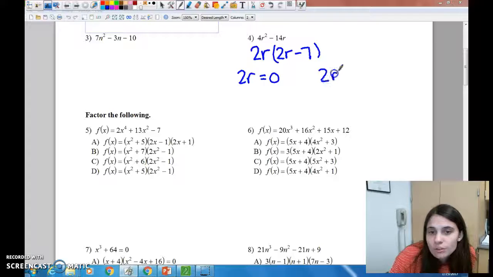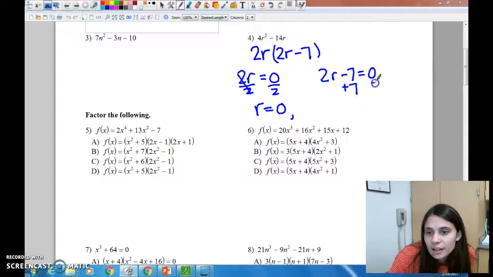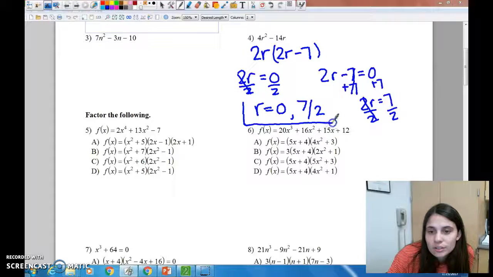So I have 2r equals 0 and 2r minus 7 equals 0. So on this side, I'm going to divide both sides by 2. So 0 divided by 2 is just 0. This side, I'm going to start by adding 7 to both sides. So 2r equals 7, and then divide both sides by 2, and r equals 7 over 2. So these are my 2 solutions. r equals 0 and r equals 7 over 2.